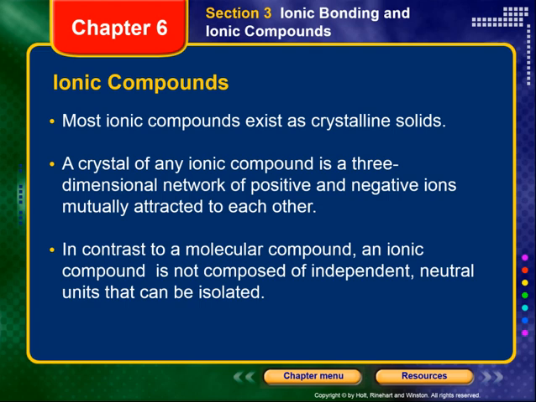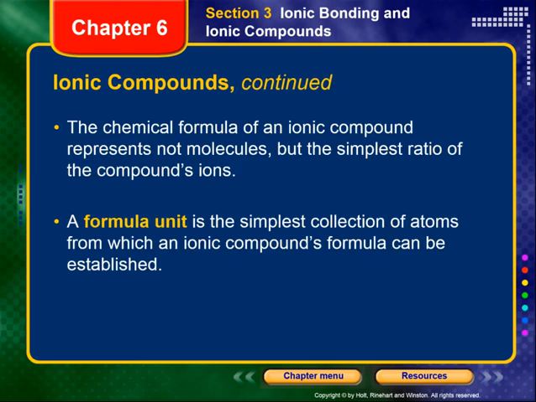Now, they're both trying to accomplish the same thing, that lower energy configuration, which we have a name for, a noble gas electron configuration, or satisfying the octet rule. There are just different strategies for accomplishing that. So the chemical formula for an ionic compound does not represent molecules, right? So when we have that NaCl crystal, it's not one Na and one Cl. In fact, it's millions of them. So if NaCl doesn't represent one molecule, what does it represent?